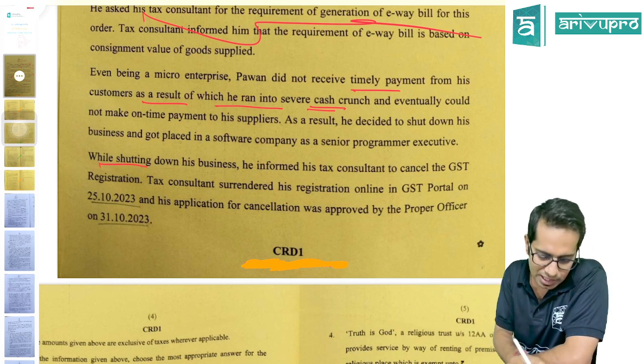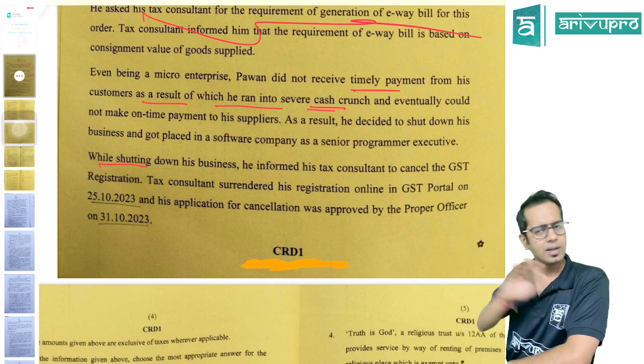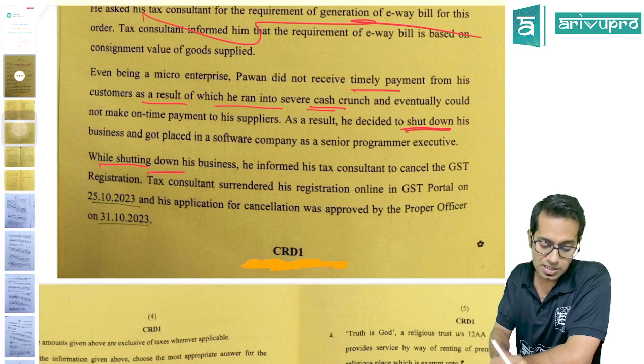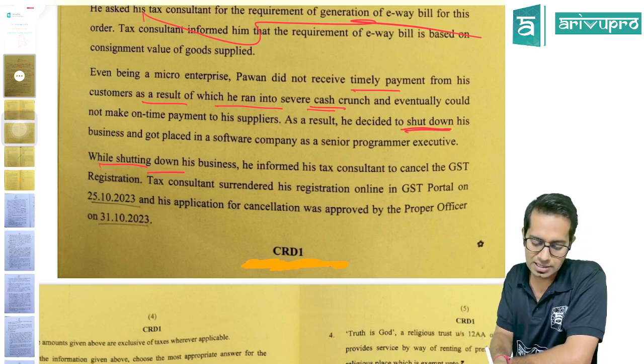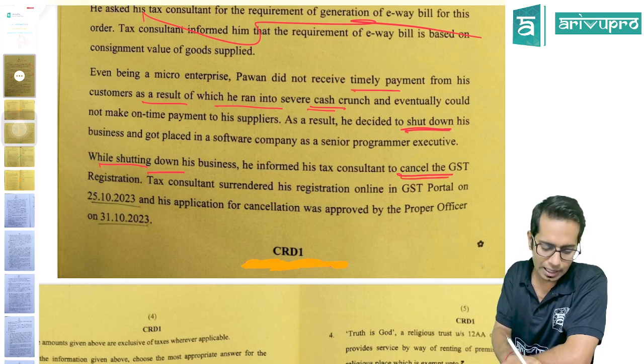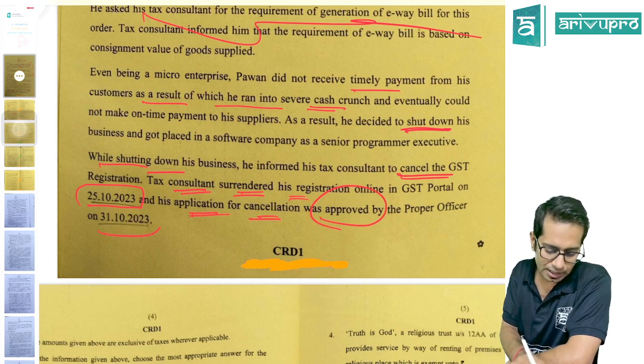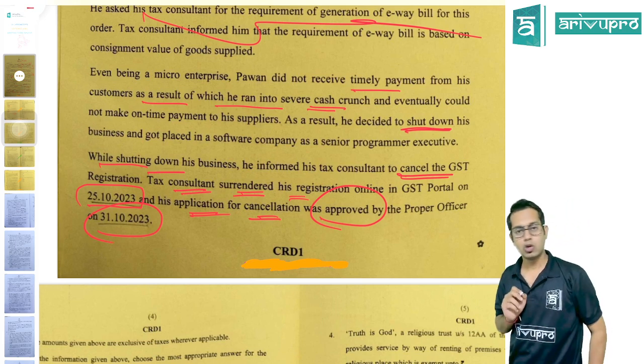Now, because he could not make the payment, he decided to shut down his business. While shutting down the business, he informed his tax consultant to cancel the registration. The tax consultant surrendered his registration on 25th of October 2023, and his application for cancellation was approved by the officer on 31st of October 2023.